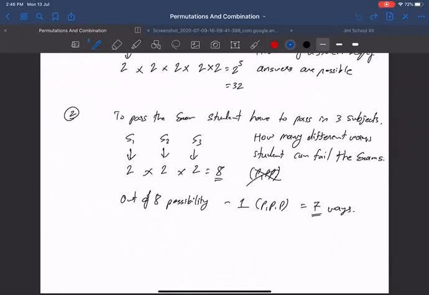Now to pass the exam, a student has to pass in subject 1, subject 2, subject 3. How many different ways can students fail the exam? There are total 2^3 possibilities, which is 8. But one possibility was passing. So there are 7 ways a student can fail the exam.